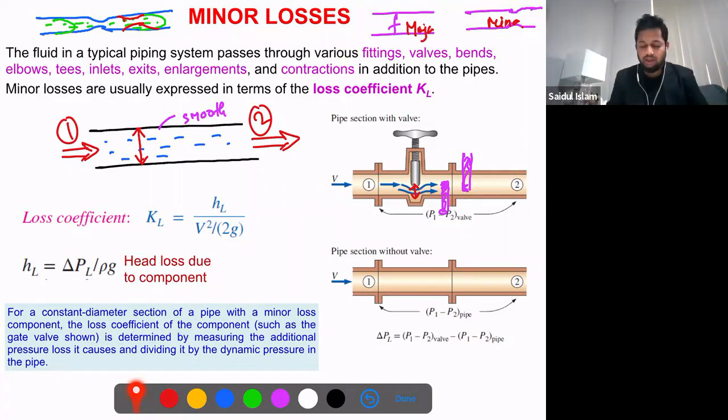And now how can we analyze all this loss? In a real case, it is really hard to calculate this minor loss if you want to do it manually. Suppose you are using some fittings in your piping system from different manufacturers. They have different products, and let's say I'm one manufacturer and you are one manufacturer, we're producing the same fittings. It looks identical, but the loss coefficient will be different.